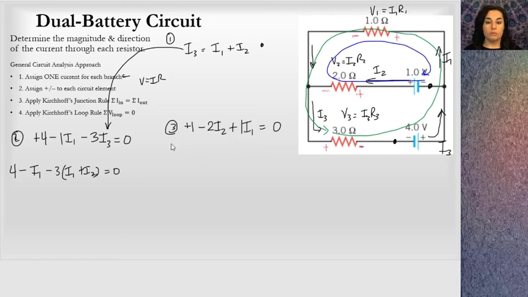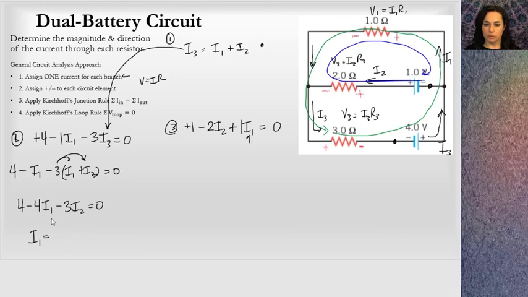And so you want to be careful with your algebraic steps. Make sure you keep track of signs and do your addition correctly. So for instance here, I have to distribute the -3 to both I1 and I2. So when I solve this, I get 4 minus 4I1. I'll have a 1I1 and a -3I1. That's a -4I1 minus 3I2, and that equals 0.